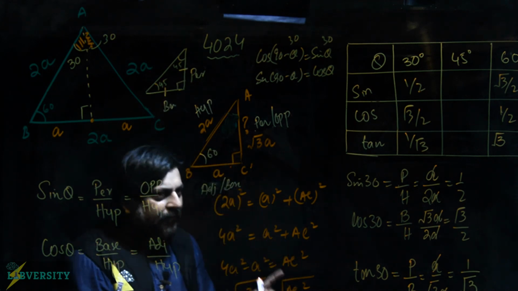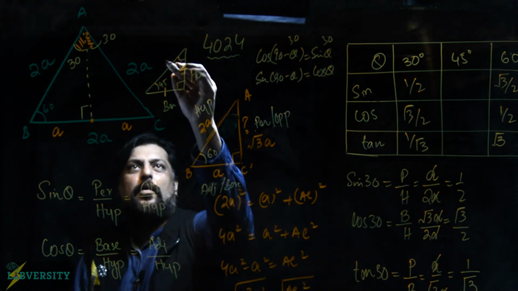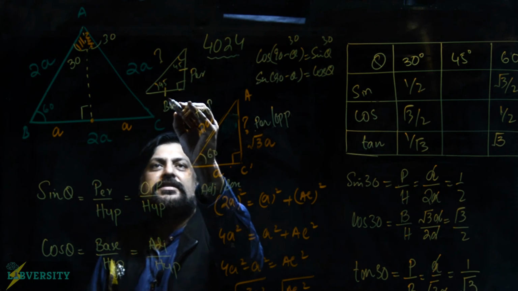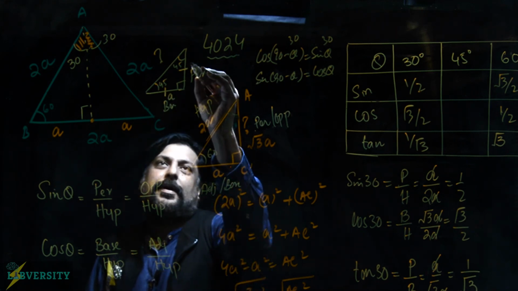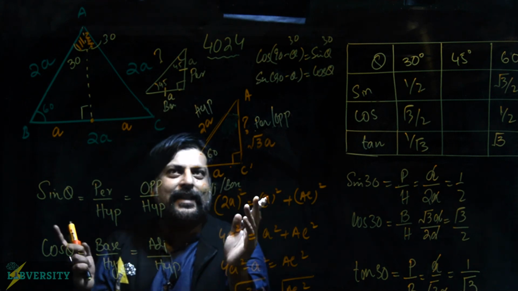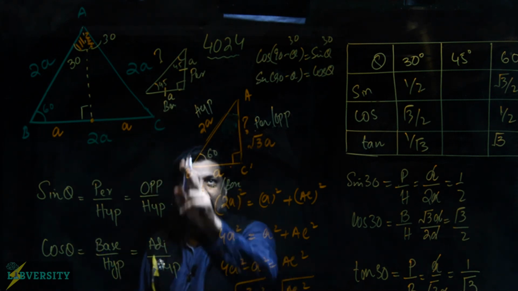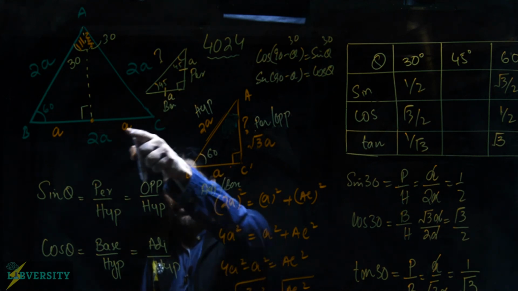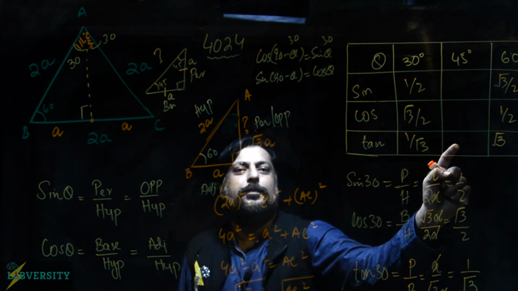What you have to do to fill these three things: number one, find the value of the hypotenuse. Number two, say if the base is A, the perpendicular will also be A in length, because perpendicular and base are the same in an isosceles right angle triangle. Now, if you use these trigonometric ratios, you can fill these three blocks.